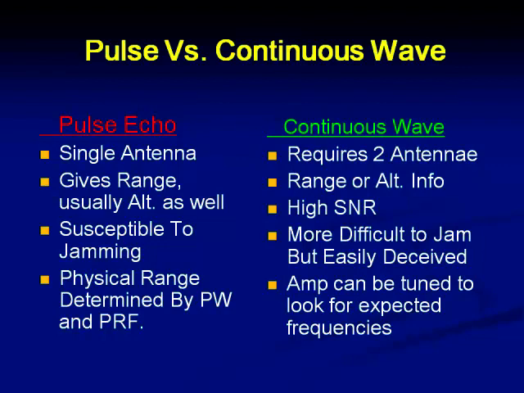But one major problem we find with pulse radars is that they are susceptible to jamming, whereas a CW radar is more difficult to jam, but it can be easily deceived. The physical range is determined by pulse width and PRF, and the amplifier can be tuned to look for the expected frequency for these things.